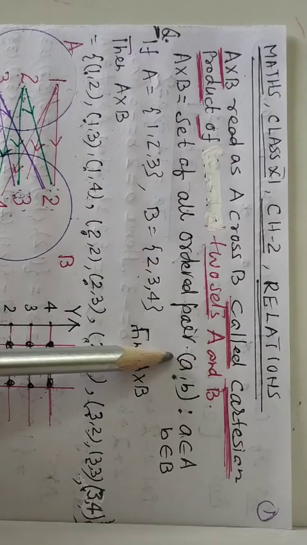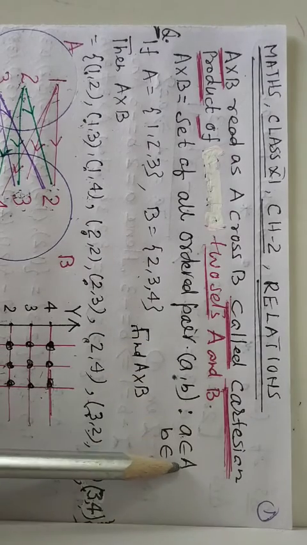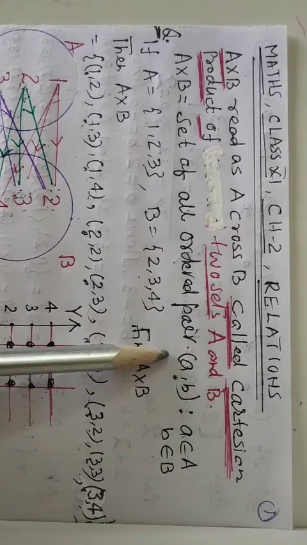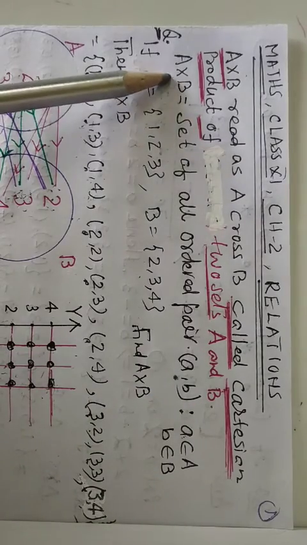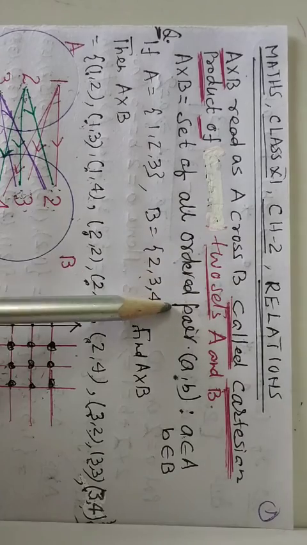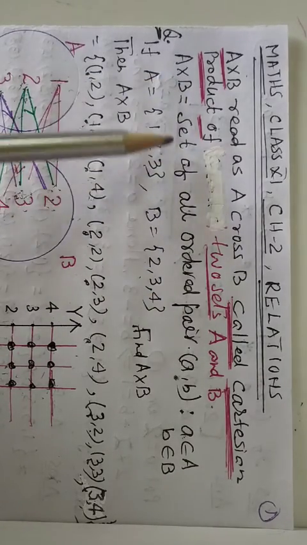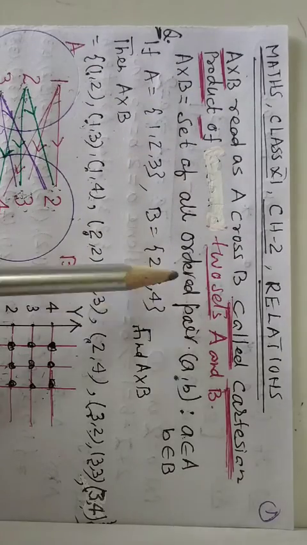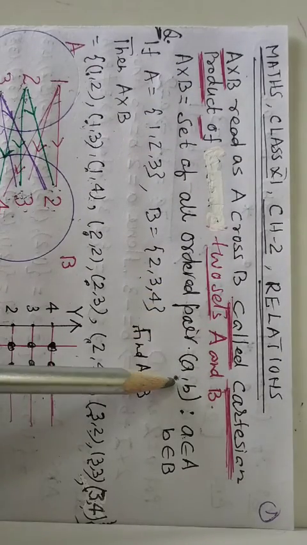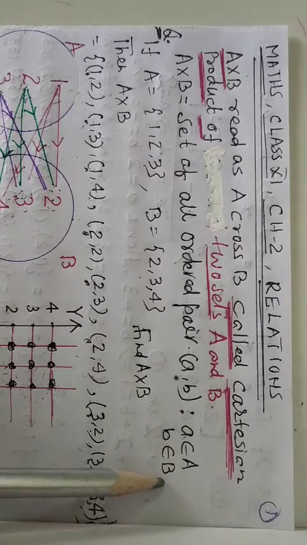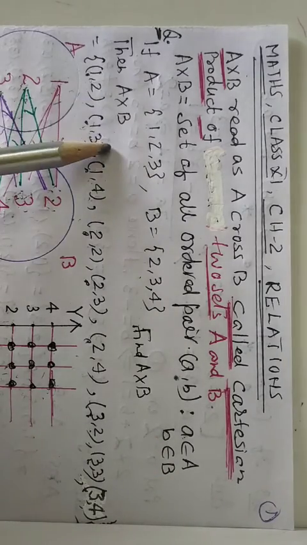If (a, b) is an ordered pair, then a must belong to set A, b must belong to set B. Remember this. A cross B is the set of all ordered pairs. This is the definition of A cross B: the set of all ordered pairs like (a, b), where a is a member of A, b is a member of B. Now let us create A cross B.